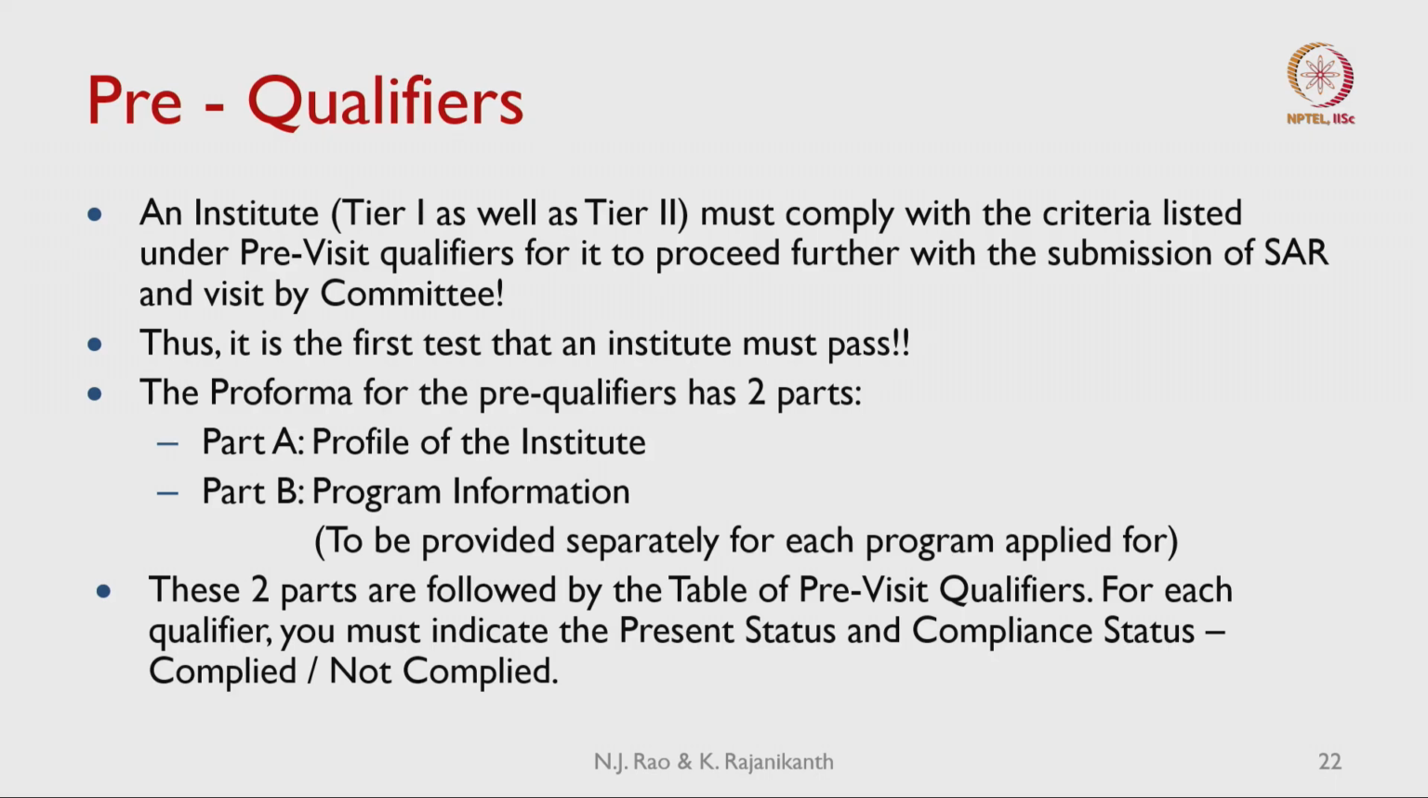The pro forma for the pre-qualifiers has two parts. One is the profile of the institute, very similar to part A of ACR with minor differences. Then part B is program information, that needs to be provided separately for each program applied for. And these two parts are followed by a table of pre-visit qualifiers. This is the important one. An institute must check this table very carefully and ensure that it meets all the pre-visit qualifiers, otherwise it would be a waste of their time as well as NBA time. It would not be allowed to proceed further with the process of accreditation at all. So, for each qualifier you must indicate the present status and compliance status, complied, not complied. You must comply with each condition qualifier that is mentioned here.